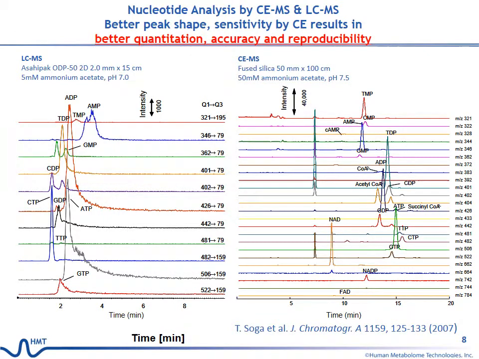Here we can see a nucleotide comparative study performed using CE and LC-MS, and it was shown that cleaner separation and better peak shape were achieved using CE-MS, as well as increased detection sensitivity, which leads to better quantitation, accuracy, and reproducibility.